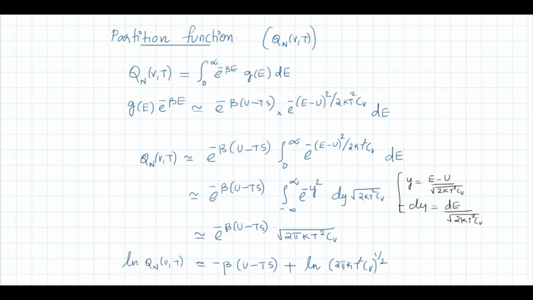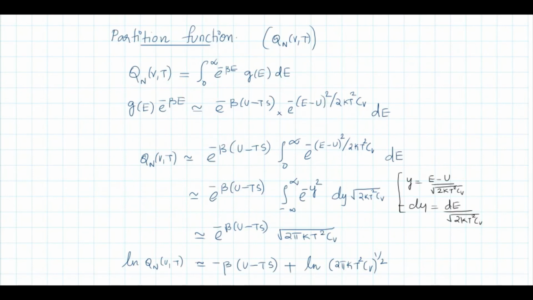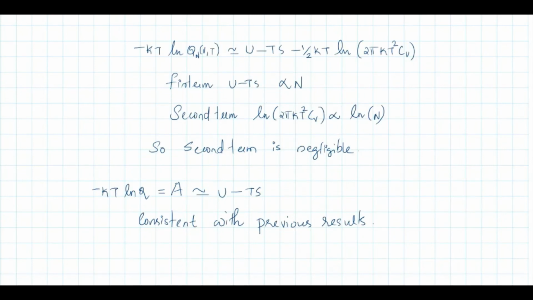So if you take the logarithm of this quantity, it will be minus beta (U minus TS), the exponential will go, and here log of (2 pi kT squared C_V) raised to half. Now take minus kT log Q, then this minus beta will cancel and you will get U minus TS minus half kT log of 2 pi kT squared C_V.